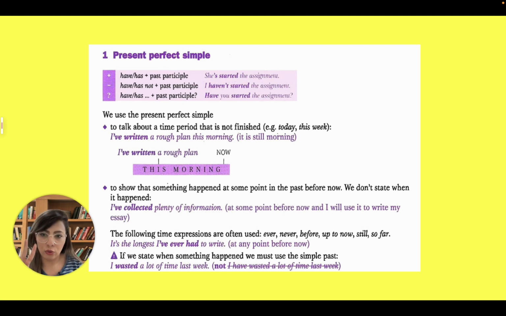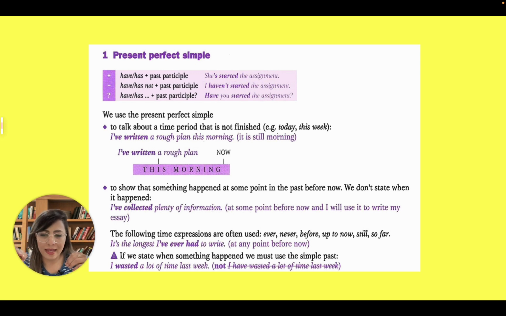Okay, کاربرد دوم. The second one, to show that something happened at some point in the past before now. We don't state when it happened. So the exact time is not mentioned to show that something happened at some point in the past before now, but we don't know when exactly.